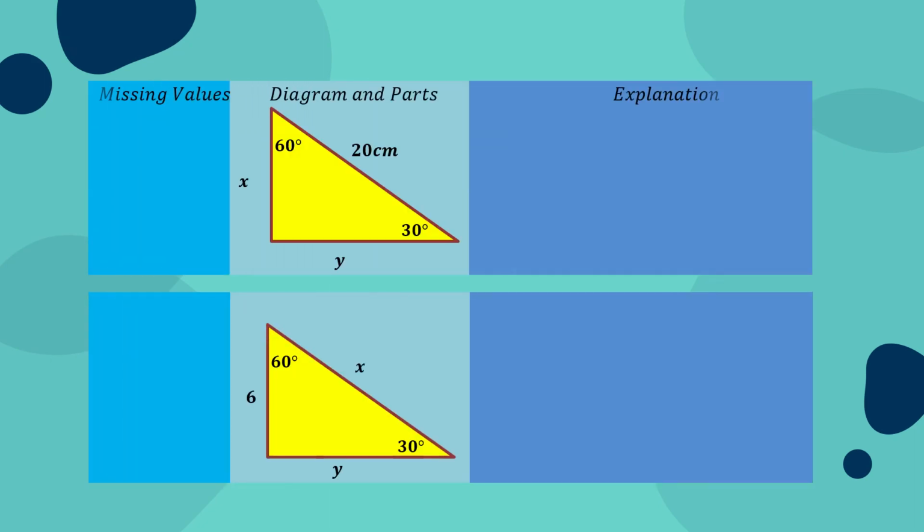How about the next examples? Sample number 3. The given are the following, number 3 and number 4. The diagram is there. Number 3, 30, 60, 90 degree right triangle, wherein side x is the short leg, side y is the long leg, and 20 centimeters is the hypotenuse. For number 4, the short leg is 6, the long leg is y, side y, the hypotenuse is side x. So we will find x and y for number 3 and number 4.